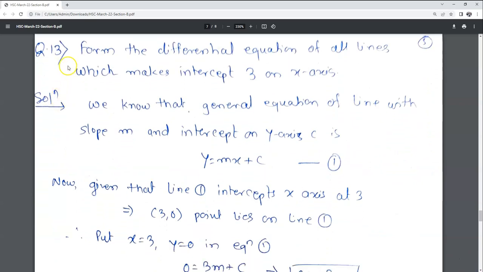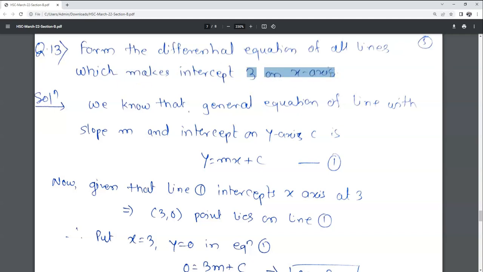Now they are saying question 13, form the differential equation of all lines which make intercept 3 on the x-axis. You have to understand the question example very well to make out of it what has to be done. Here they want us to form a differential equation of all lines which basically make the intercept 3 on the x-axis.